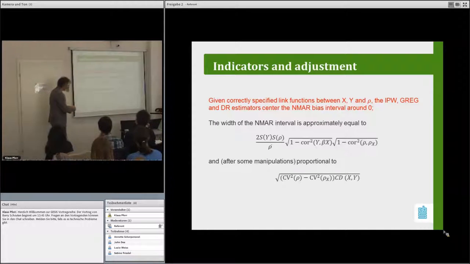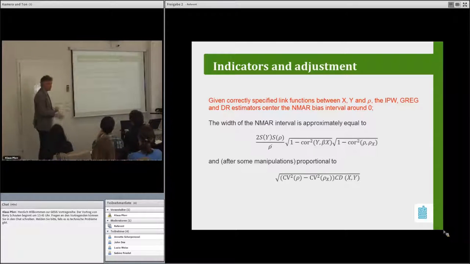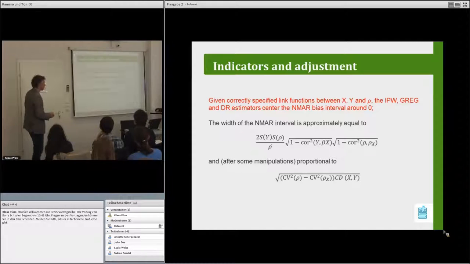So if you manage to find the perfect model for the y or a perfect model for the x, then these intervals shrink to a point and you have no bias. But of course, usually these are relatively small. This is also. So usually the interval is very wide. That's the normal.